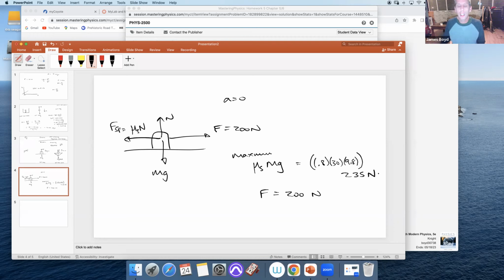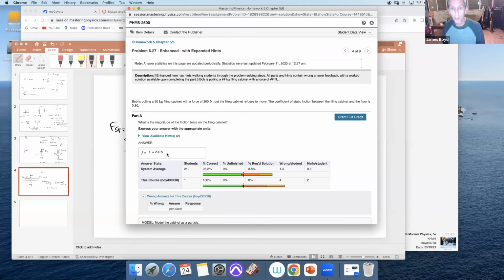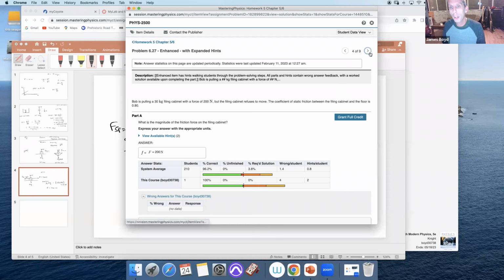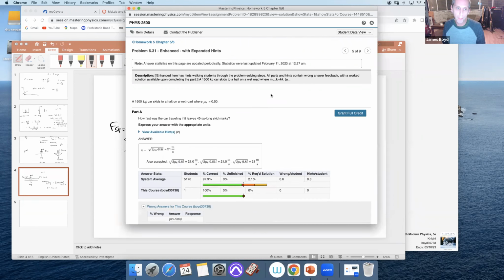So if he pushes with 200 newtons, it doesn't go anywhere. If he pushes with 234.9999 newtons, it doesn't go anywhere. The static friction just completely stops it from moving. You have to at least push it with 235 newtons of force to get it to move. So the static friction force when you push with 200 newtons is 200 newtons. It cannot move. All right, that's good.